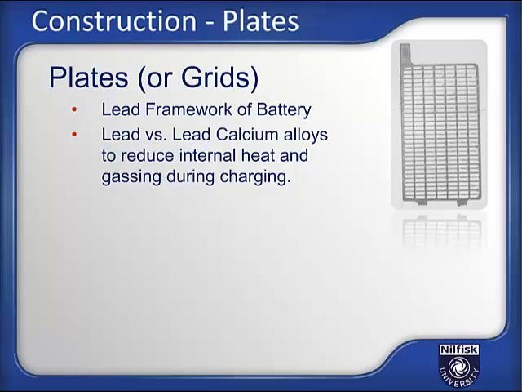Reducing the amount of lead antimony, or replacing that with calcium, reduces both the battery's internal heat and amount of gassing that occurs during charging. Since heat and gassing are principal reasons for battery water loss, these differences in plate construction ensure that valve-regulated lead acid and EV traction type batteries do not off-gas under proper charging conditions.